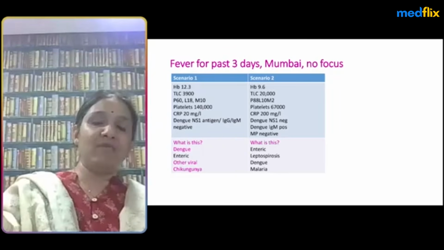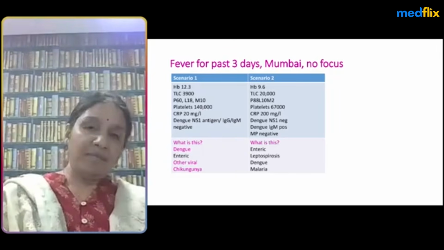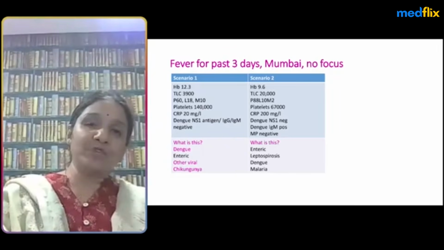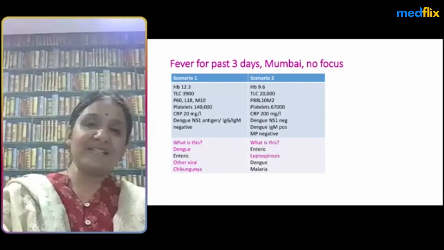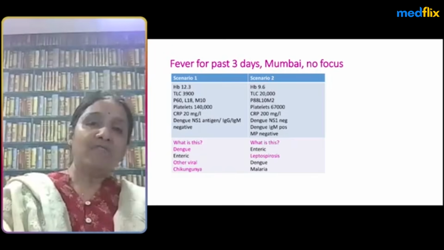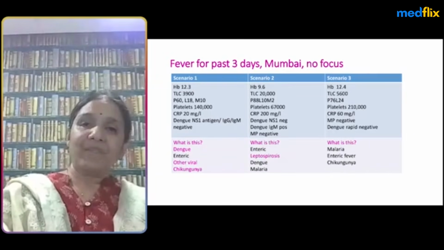Of course, you can have dengue with high count because bad dengues can come with leukocytosis, but this is more like leptospirosis. Because as I said, in lepto, you get high counts, you get low platelets, and you get high CRP. This is one tropical fever with high WBC count.